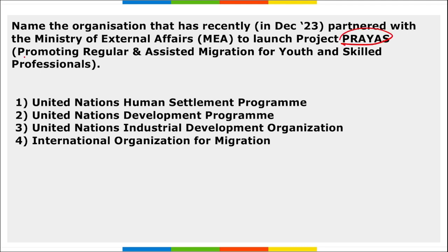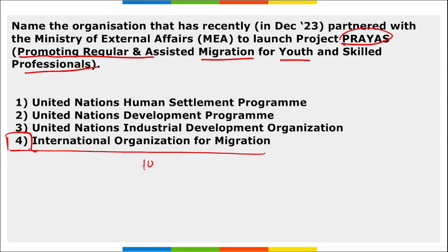Next, name the organization that recently partnered with the Ministry of External Affairs to launch project Prayas. What does Prayas stand for? Prayas is promoting regular and assisted migration for youth and skilled professionals. Which is that organization? It is IOM, that is International Organization for Migration. IOM has partnered with the Ministry of External Affairs to launch project Prayas, and Prayas is promoting regular and assisted migration for youth and skilled professionals.